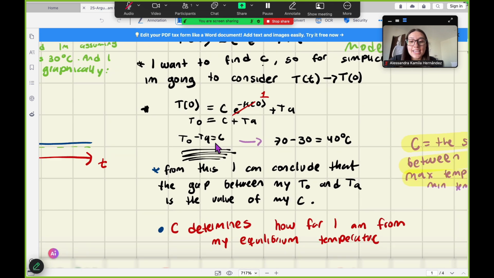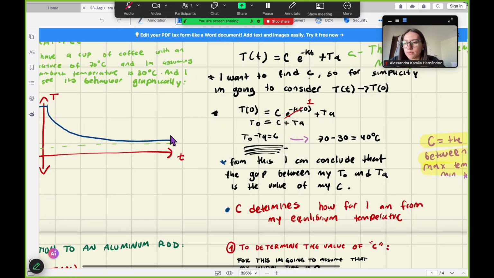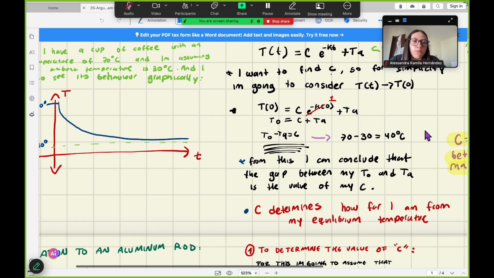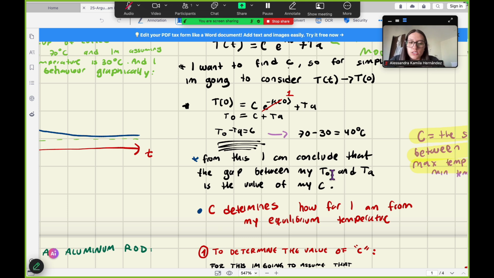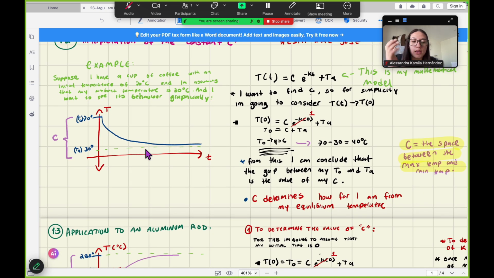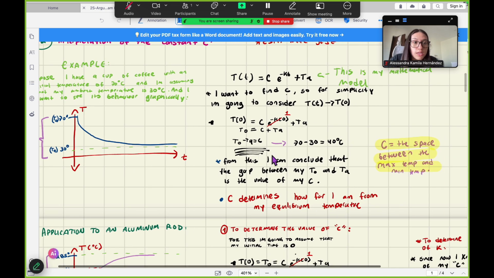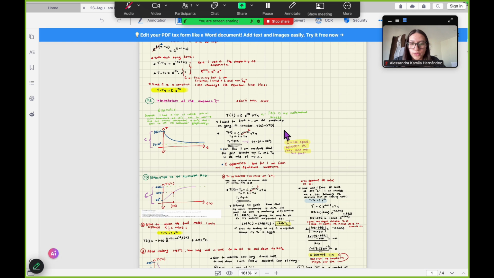So I know that c equals the initial temperature minus the ambient temperature. In this example, my c equals 40 degrees. So from this I can conclude that the gap between my initial temperature and my ambient temperature is the value of c, and c actually determines how far I am from my equilibrium temperature, that is my ambient temperature. It is the space between the maximum temperature and minimum temperature.